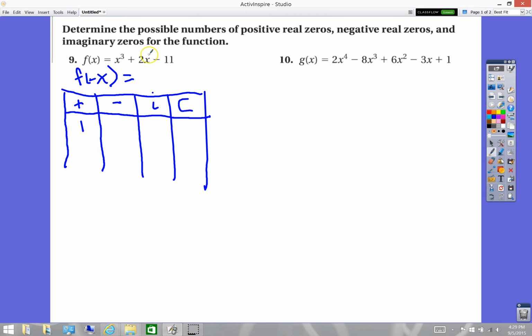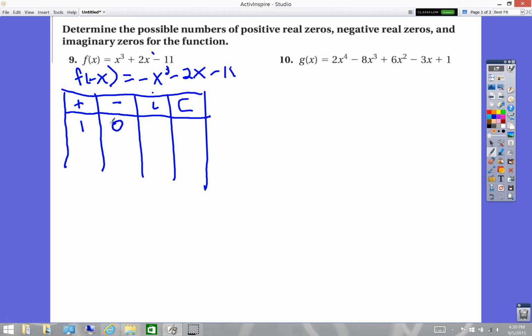Okay, now if I find f of negative x, that's going to change the odd power term. So this x to the third is going to become negative x to the third. And this 2x to the first will become negative 2x. And this minus 11 doesn't change. Okay, how many changes of sign do you see there? And the answer is none. So there's not going to be any negative real zeros.